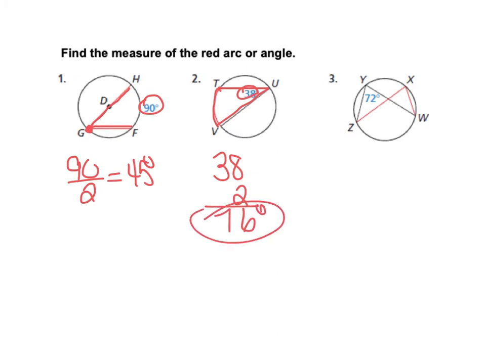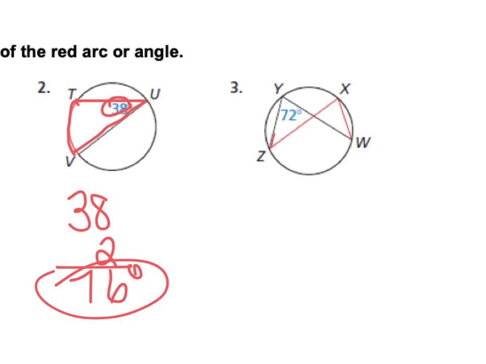All right, and then our last one here, I have this angle that is 72 degrees. I also have this one, I'm going to make it blue now. They both intercept arc ZW, which means they intercept the same arc, which means if Y is 72 degrees, X is also going to be 72 degrees.